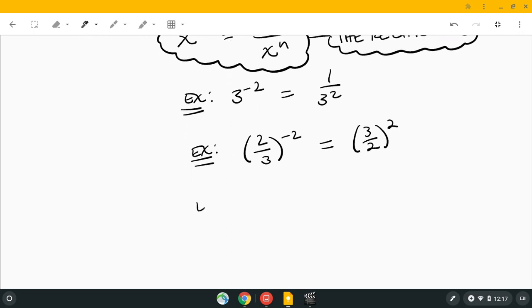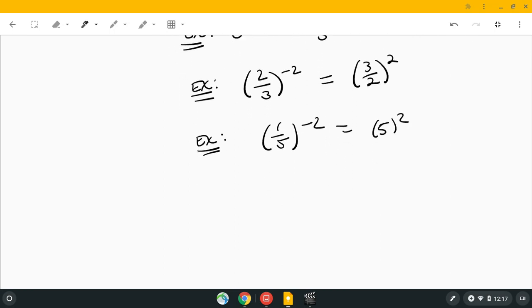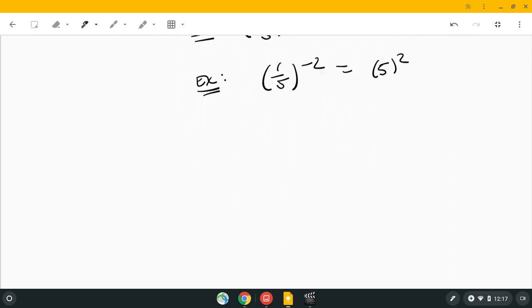Suppose that you have 1 over 5 to the negative 2. So again, you take the reciprocal. The reciprocal here will be 5 over 1, but anything over 1 is itself, so it would just be 5. 5 over 1 is the same as 5. All right, so let's go ahead and try some.